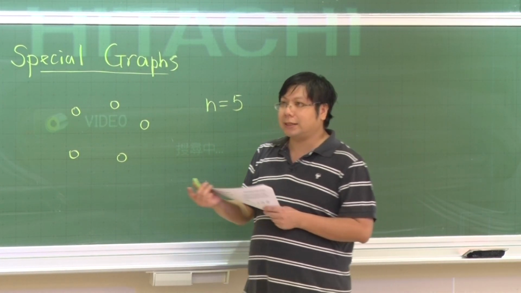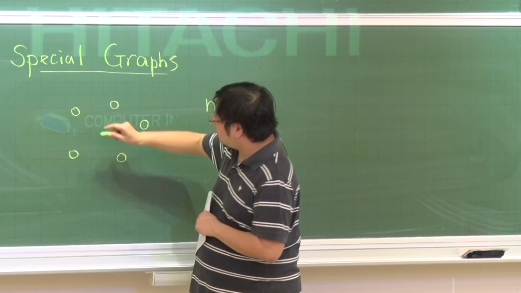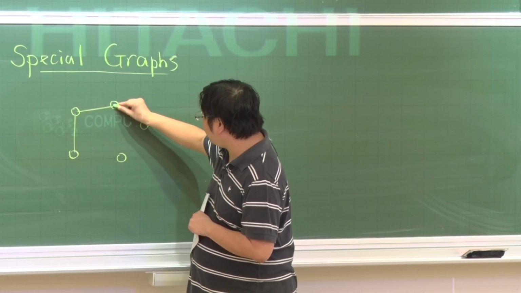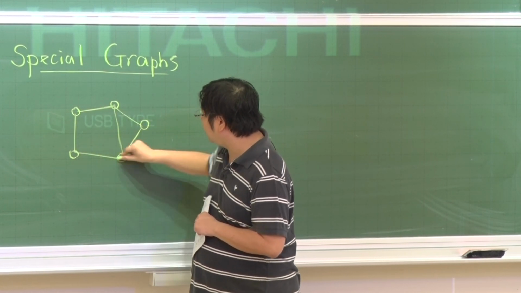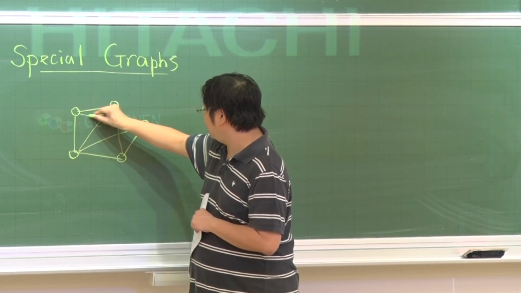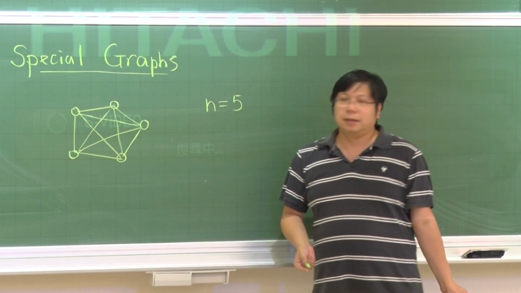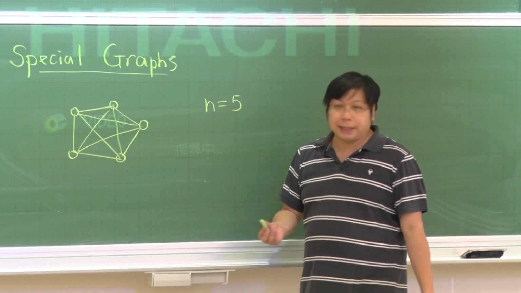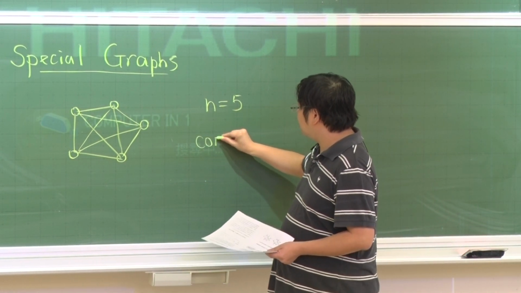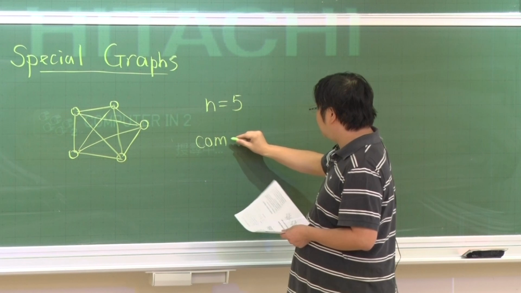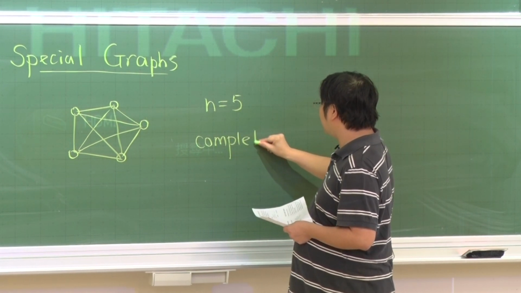In contrast, if there is an edge between any pair of vertices, so in our example here, this will be the graph, then we call this a complete graph because all the edges are complete. They are there. So this is a complete graph.